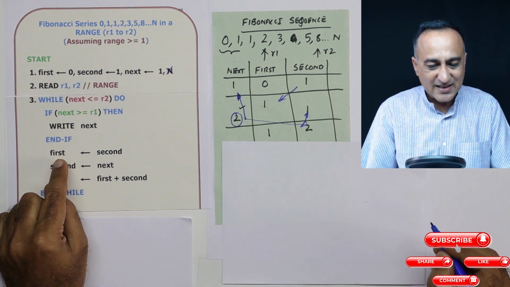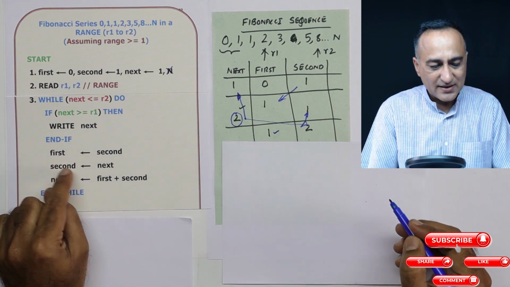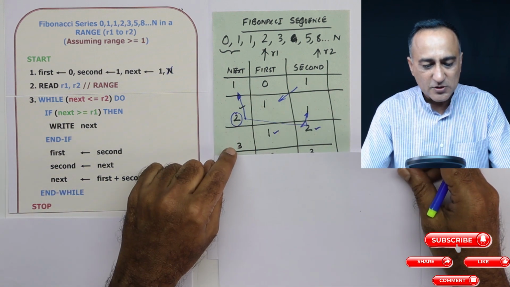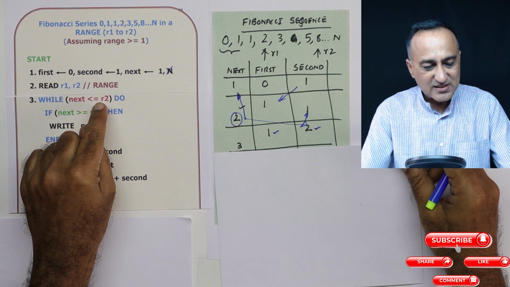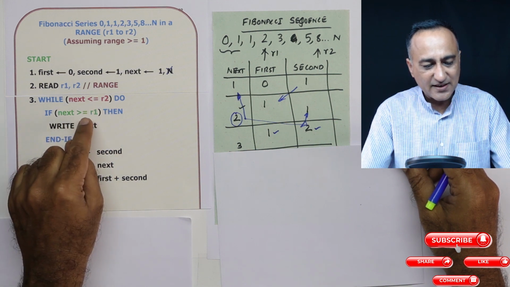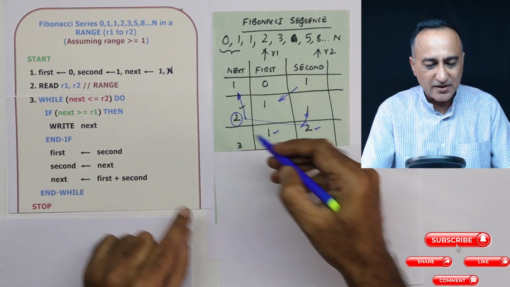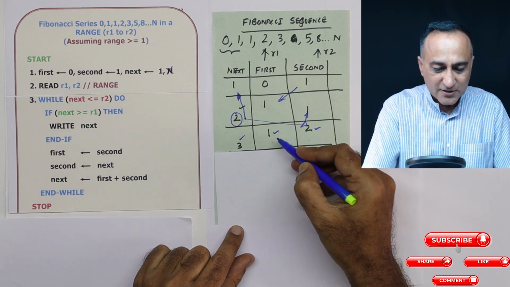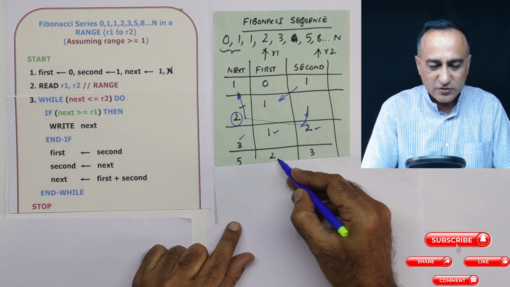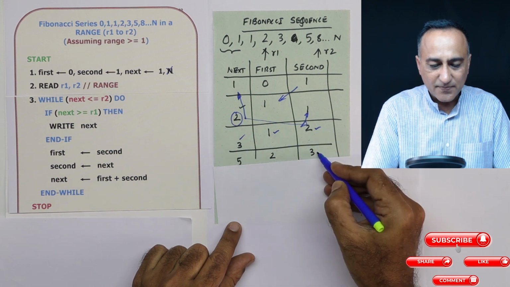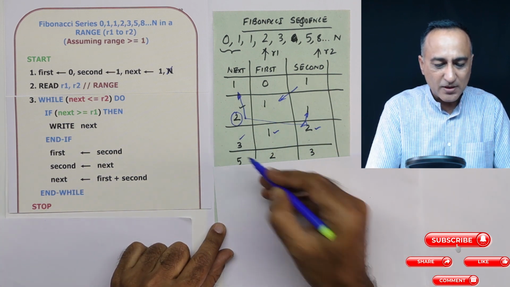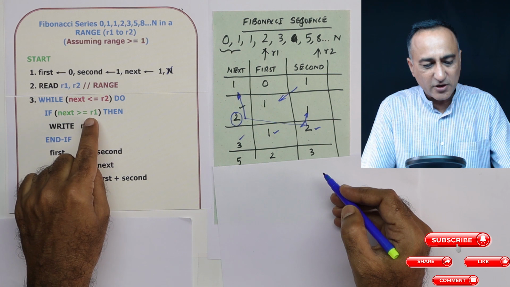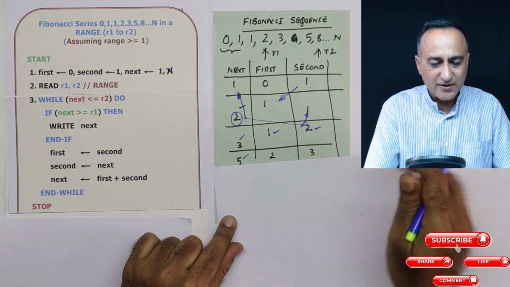Now first becomes second, so first will take the value of 1. Second will take the value of next, which is 2. Then next will become 2 plus 1, which becomes 3. Is 3 less than or equal to 8? True. Then is 3 greater than or equal to 2? True. So it will print 3 on the screen. Then again second will move to first, so first will now become 2. Second will become 3. And then next will become 3 plus 2, which will become 5. Is 5 less than or equal to 8? Absolutely true. Is 5 greater than or equal to 2? Again true. So it will print 5 also on the screen.